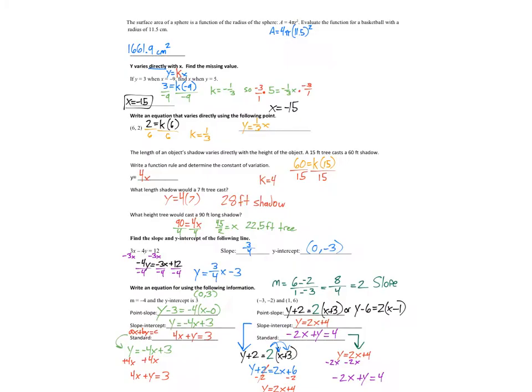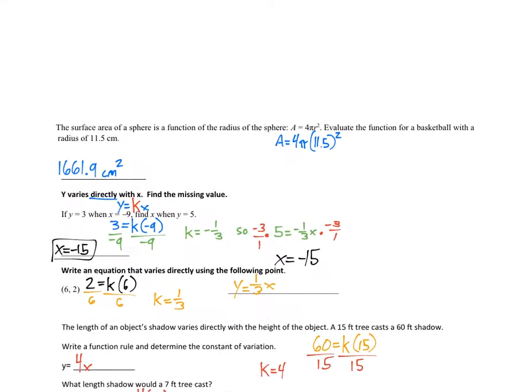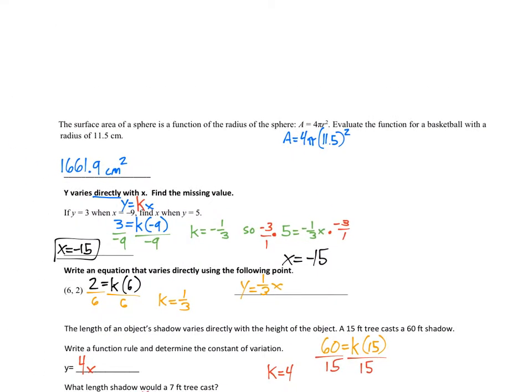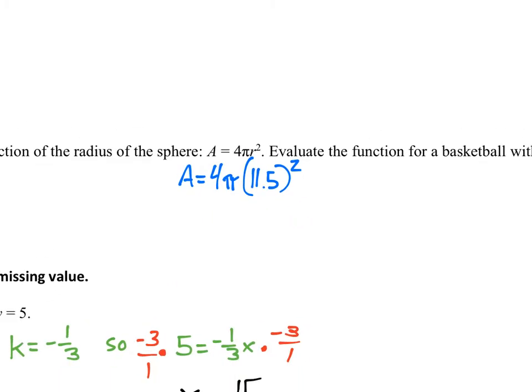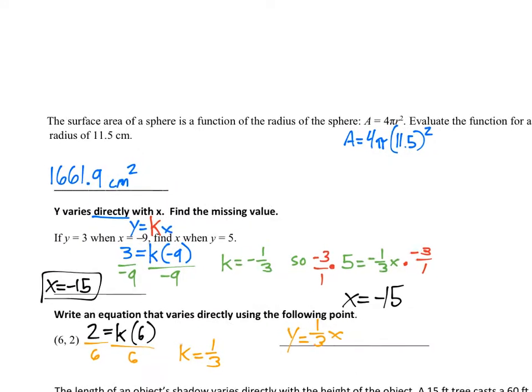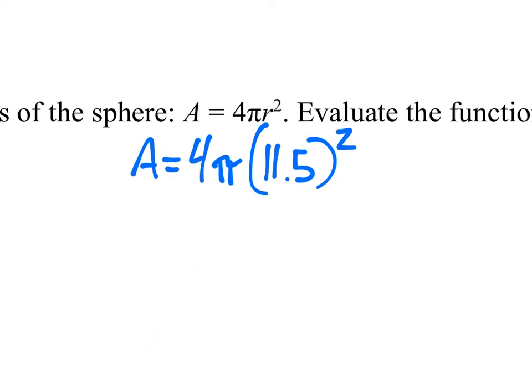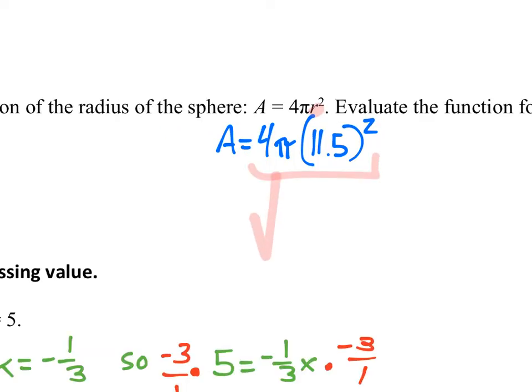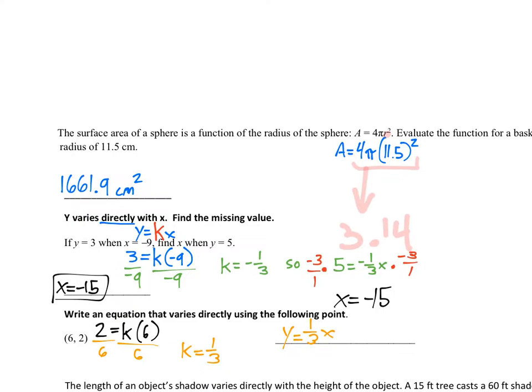Alright, next page. The surface area of a sphere is a function of the radius of the sphere. Here's the function they gave us. Evaluate the function for a basketball with a radius of 11.5. Just as simple as taking your radius, plugging it in for r, and then evaluating this whole side. Pi as 3.14, you remember from geometry, or using the actual pi button on your calculator, if you know how to do that.